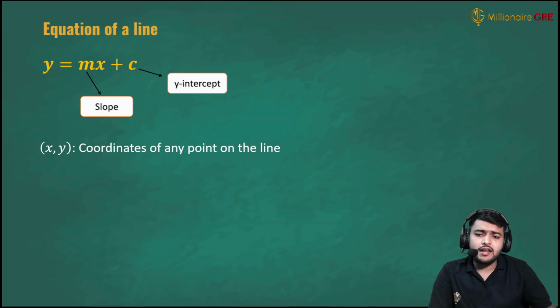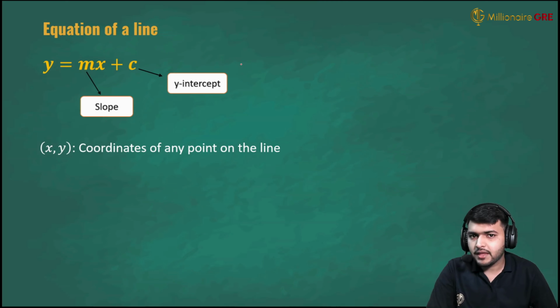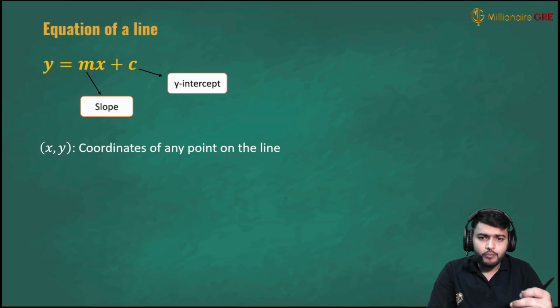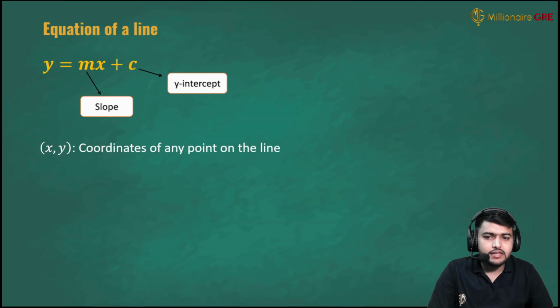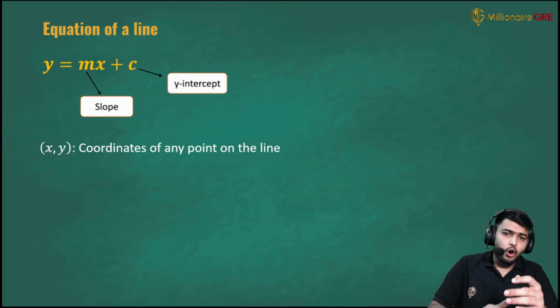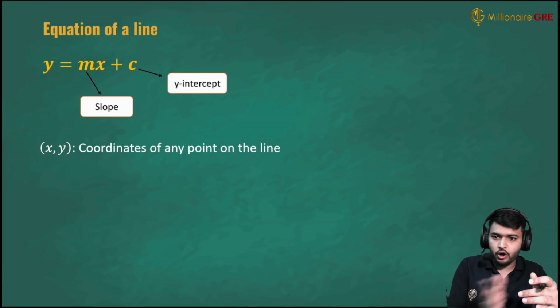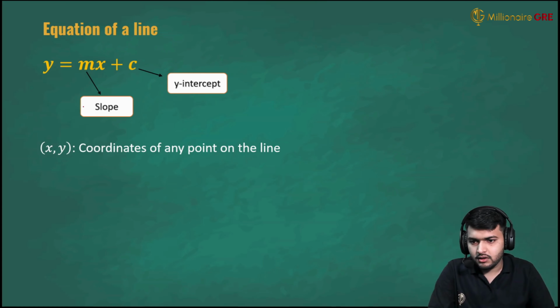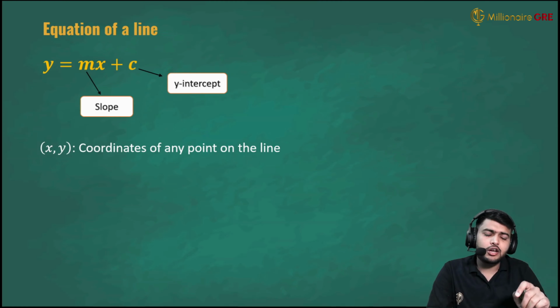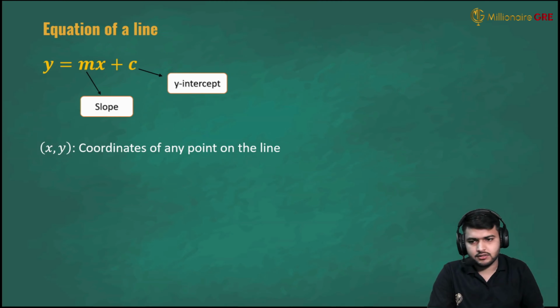Now, the equation of a line is generally denoted with the equation y is equal to mx plus c, where m is the slope of that line and c is the y-intercept of that line. If you do not know what slope and y-intercept are, you can watch the previous videos on coordinate geometry. Y-intercept is essentially the y-coordinate of the point where the line cuts the y-axis. So this gives us the equation of a line.